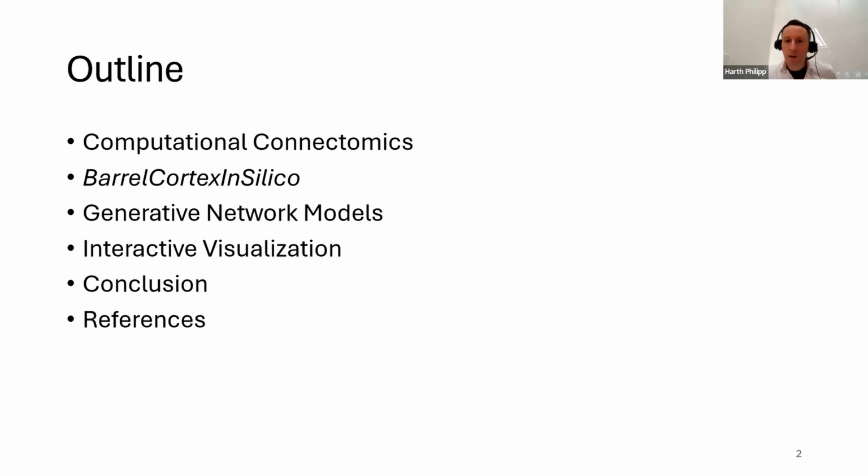Let me briefly give an outline of my talk. First, I would like to give a background about computational connectomics, what the goals in this field are, and what the project is that we are working in. Then I'd like to focus on a computational model we built of the rat barrel cortex, called barrel cortex in silico. Then I'll present some ongoing work I'm currently involved in about generative network modeling to predict synaptic connectivity. One of the areas of research in our department is interactive visualization, so this will be the last part of my talk, and I'll finish with a brief conclusion.